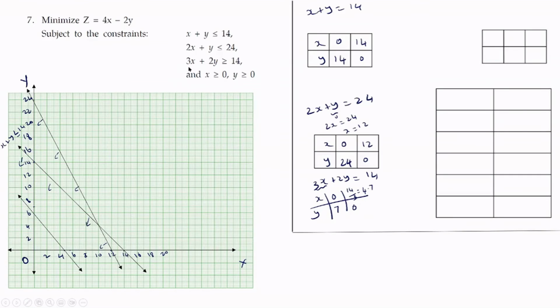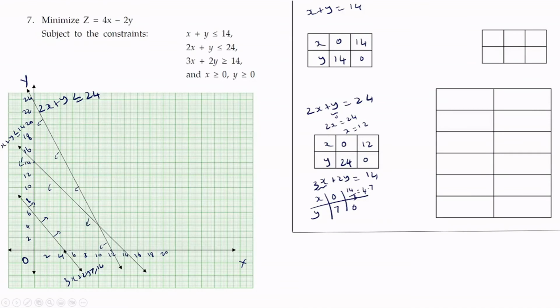Now we need to know the region corresponding to 3x plus 2y greater than or equal to 14. When we substitute the origin and check (0, 0), 0 is not greater than 14. So it is the other side of this line. 3x plus 2y greater than or equal to 14 is this part. The equation for this is 2x plus y less than or equal to 24. It is important that we write the equation of the lines on the graph sheet.